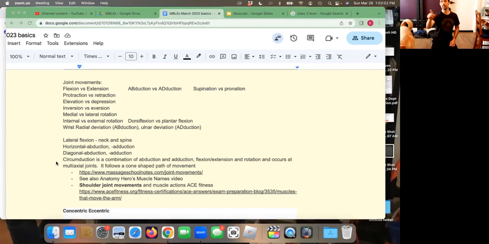So circumduction, remember the most distal end, distal and proximal. The most distal end moves in the widest circle, and the point of the axis is joined to the body at the root of the body. So you have circumduction at the shoulder, circumduction at the wrist and hand, circumduction through the head and neck, circumduction through the lumbar spine and the torso, circumduction through the hip and the leg.